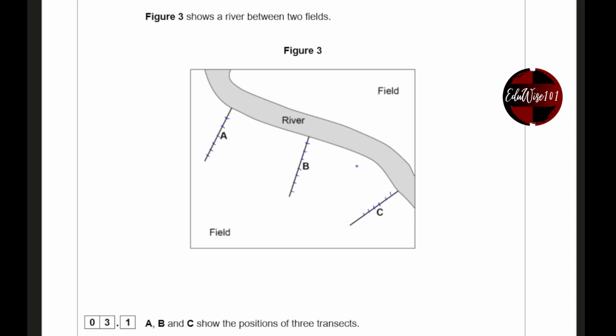Well, you could do another fourth one in between A and B, or between B and C, or you could actually do it anywhere on the other side of the river as well, as long as that line is perpendicular to the river. So it should be at 90 degrees. The line that you draw should be at 90 degrees to the river.